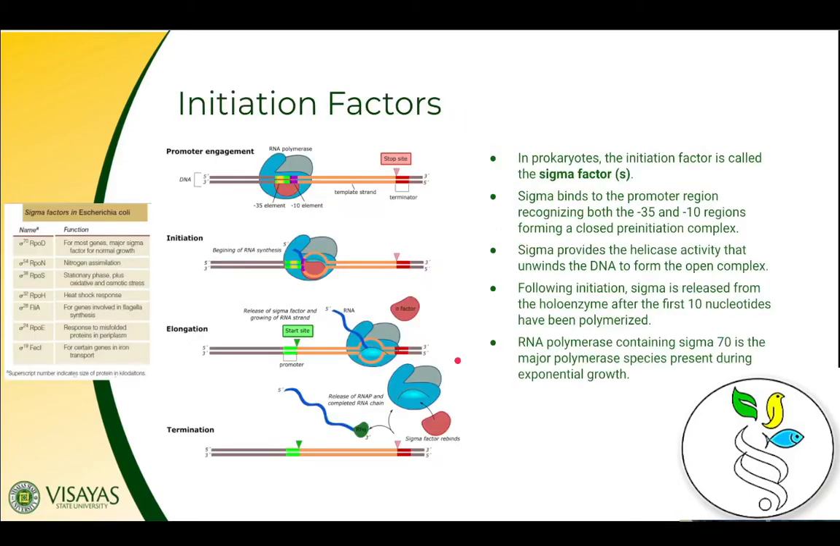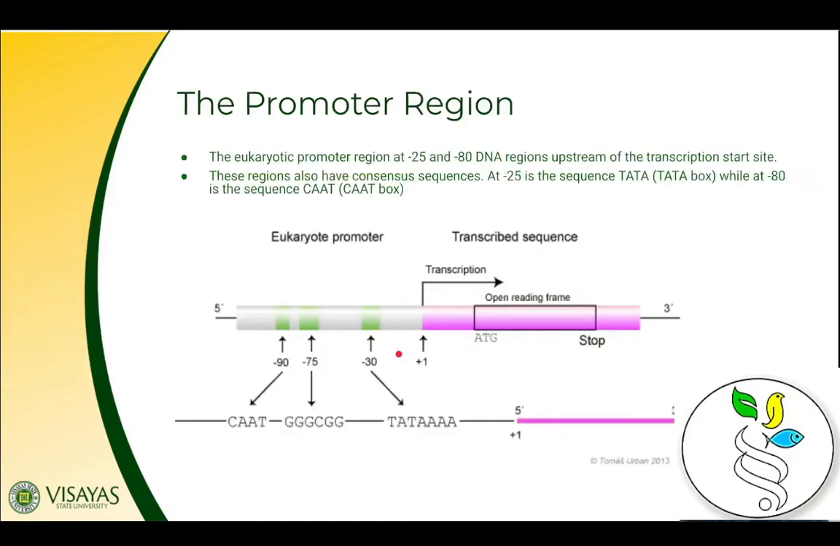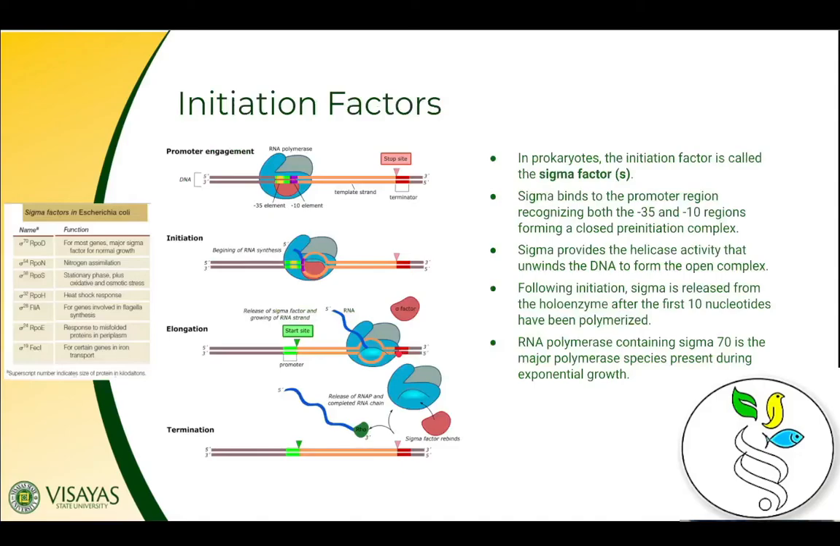Okay? So we have already discussed the promoter regions of the gene. Now what guides the RNA polymerase to these promoter regions in a particular gene are what we call initiation factors. In prokaryotes, the initiation factor is called the sigma factor. So what does it do? The sigma binds to the promoter region and recognizes both the -35 and the -10 regions, forming a closed pre-initiation complex. The sigma provides the helicase activity that unwinds the DNA to form the open complex. So following initiation, sigma is then released.